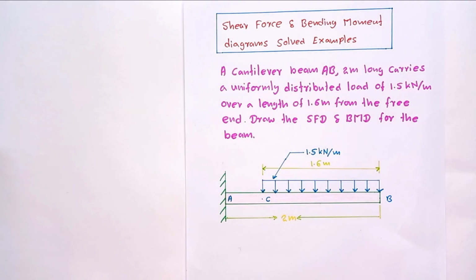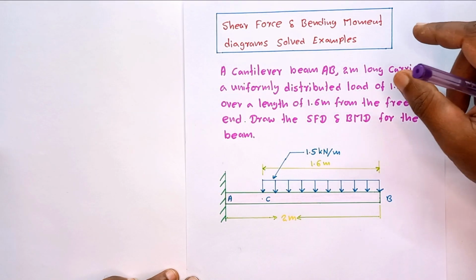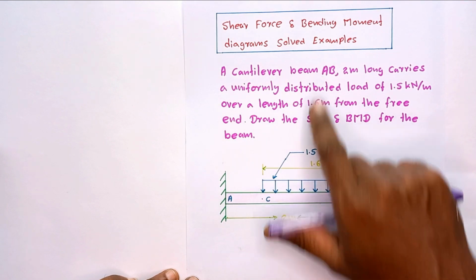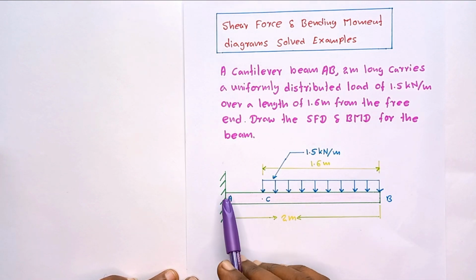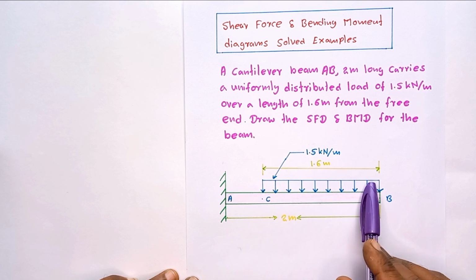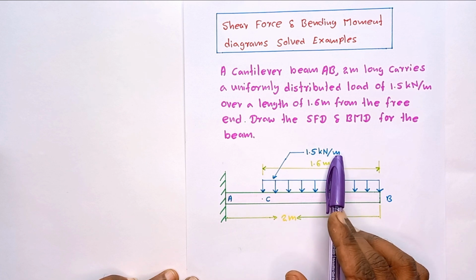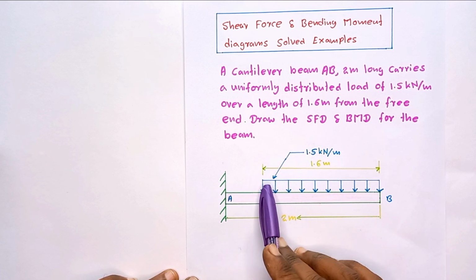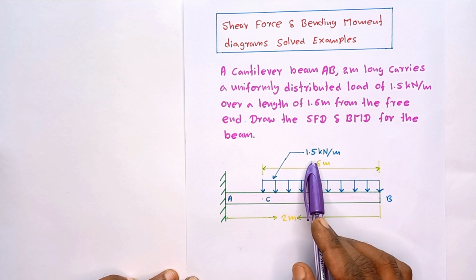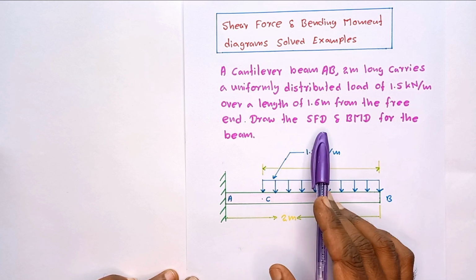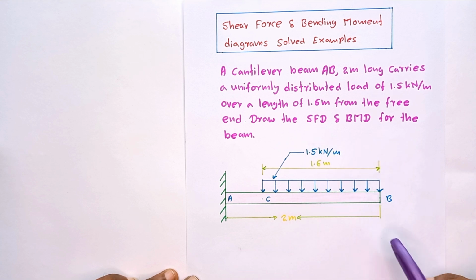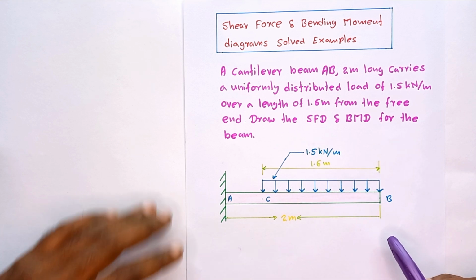Okay, in this video tutorial we are going to discuss this problem. A cantilever beam AB, 2 meters long, carries a uniformly distributed load of 1.5 kilonewton per meter over a length of 1.6 meters from the free end. Draw the shear force diagram and the bending moment diagram for the beam. Okay, this is the problem we are going to discuss.